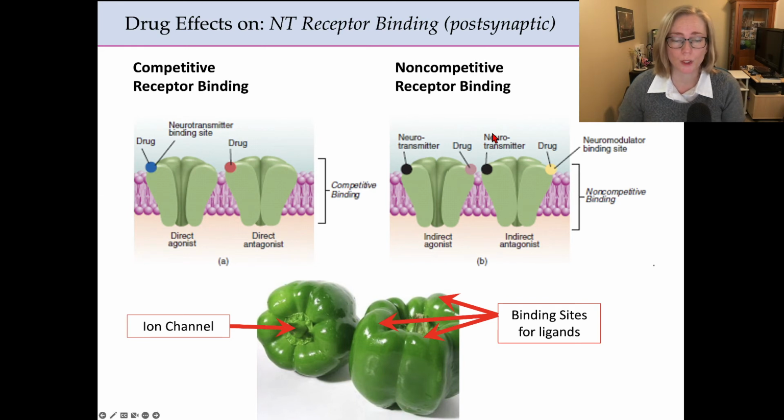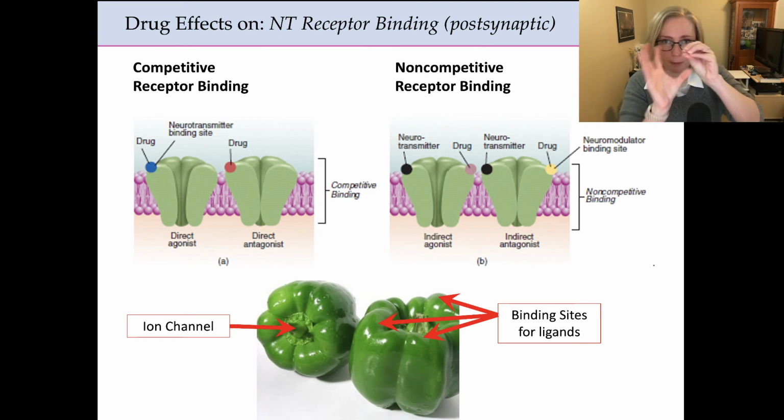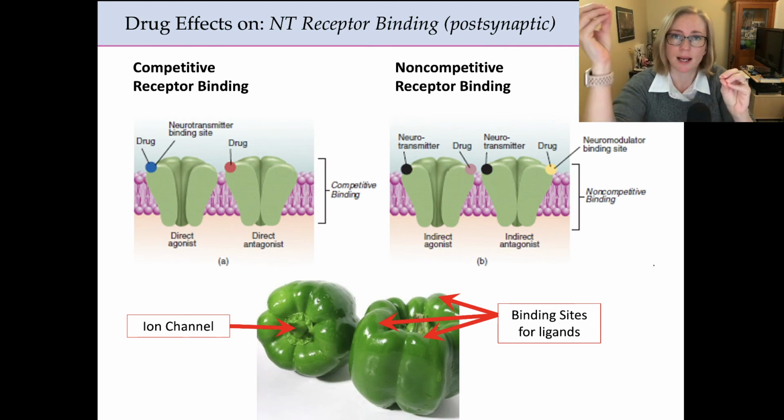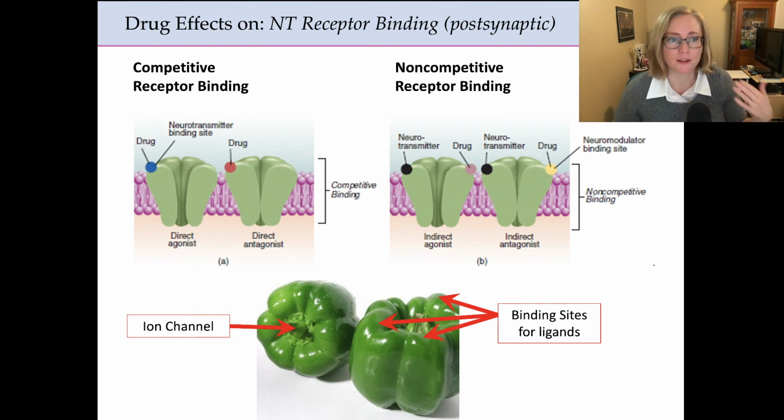When a drug binds to a postsynaptic receptor, it can do that in two different ways. Either a drug is going to bind at the same location that a neurotransmitter normally would, like nicotine, right? Normally acetylcholine would bind and open up the channel, but if you have nicotine in your system, it's going to bind on that spot instead of acetylcholine, and then nicotine can open up that channel. This would be referred to as a direct agonist or a competitive receptor binding. Competitive because it's competing with the neurotransmitter.